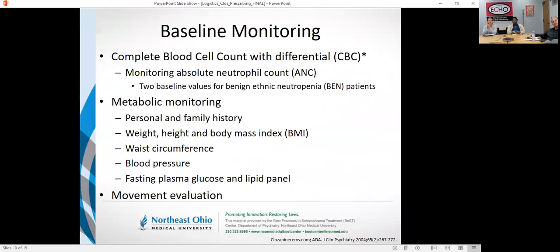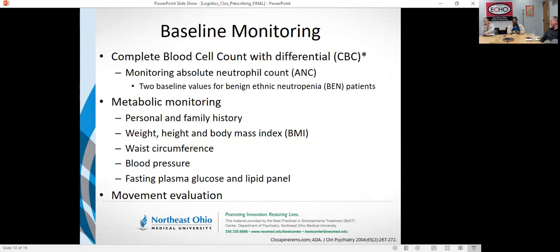So for the initial monitoring that's required, we're going to focus primarily on the complete blood cell count with differential. Most of it will be CBC throughout the rest of the slides just to save room. But the main thing that we're looking for is the absolute neutrophil count, the ANC. This must be done before patients are prescribed the clozapine. Now, based on those baseline results before a patient is exposed, if there are patients that have lower neutrophil counts, then 2 baseline values are requested because they may fall into the category called benign ethnic neutropenia patients, or the BEN patients.